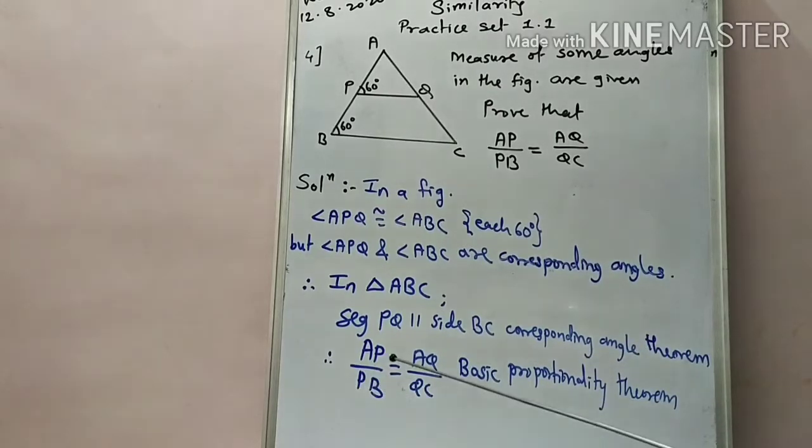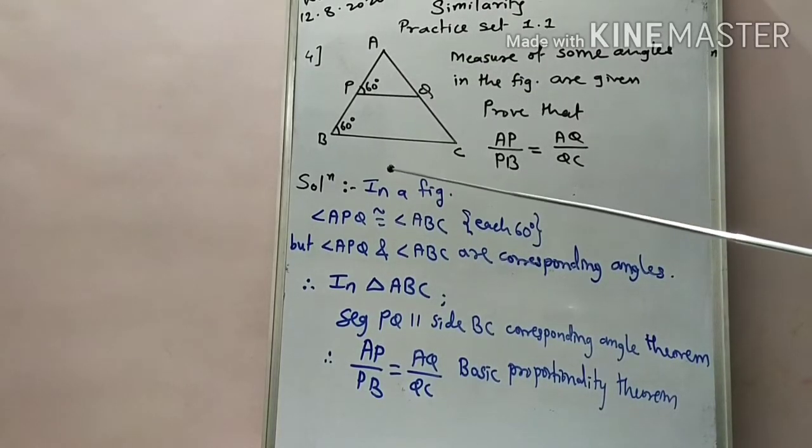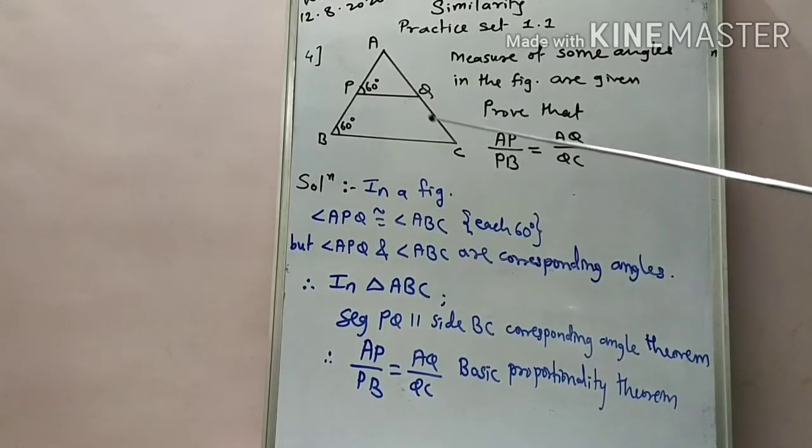And therefore we can say AP upon PB equals AQ upon QC according to the basic proportionality theorem, because in any triangle, if a line is parallel to one side, then that line divides the remaining two sides in the same ratio. So for 2 marks, an example like this is asked in the exam.